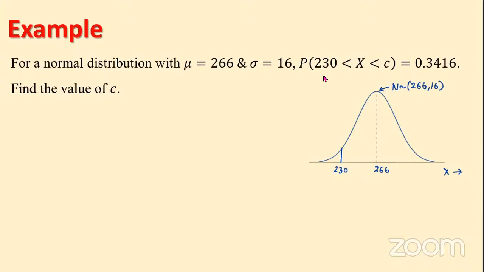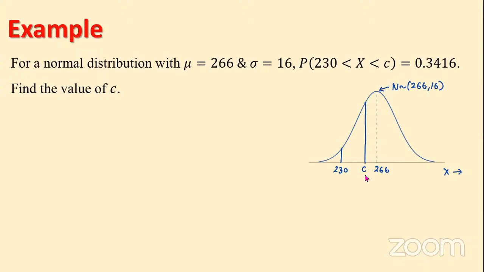Now the probability that x is between 230 and c, I don't know where c is, but I can see that the area is like 34%. So maybe c is still on the left of 266. I'm just going to write c somewhere here. From this inequality, at least I know that c is greater than 230. If we get c more than 266, then we know that c is somewhere here. Otherwise, if we get less than 266, this diagram will be perfectly fine.